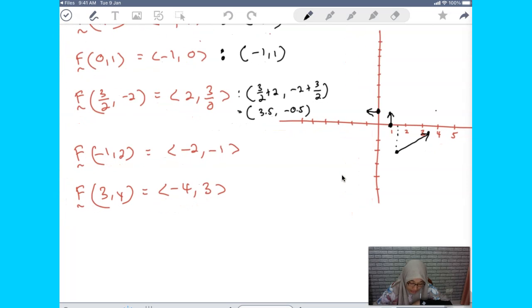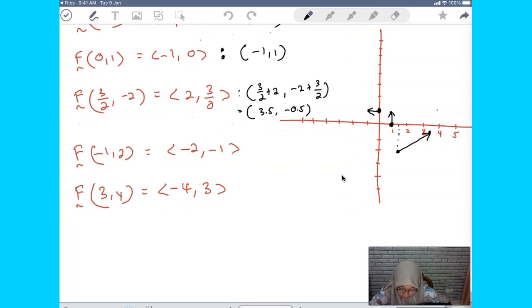And next is negative 1, 2. Minus 1, 2. You are here. So to plot, then you have to add. You get minus 3, 1. Minus 3, 1. 1, 2, 3, 1. Here. So that is your direction.